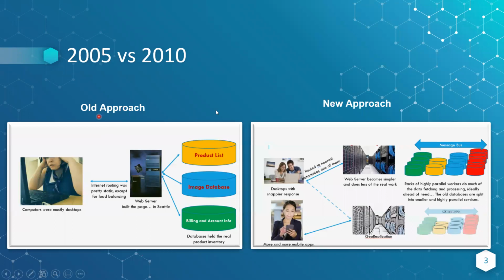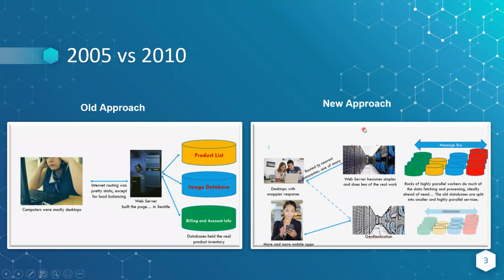So let's contrast the old approach and the new approach. In the old approach, a girl is looking so upset. She is shopping online, but she has to wait a long time, and the transaction speed is too slow. So why is the transaction speed too slow? Because there's just one web server, and the server has to fetch data from different databases for different tasks. For example, if she requests a particular product and the information of the product, the server has to take information from the product list. This is a different database from the image database. And billing and account information is different again. So this structure is very complex for users and the server as well.